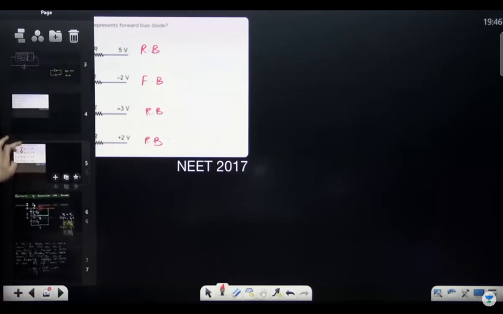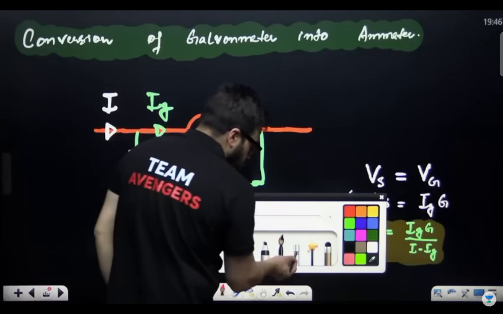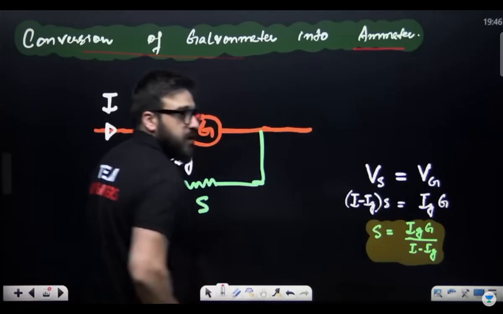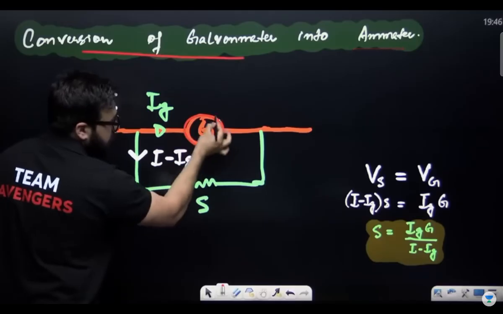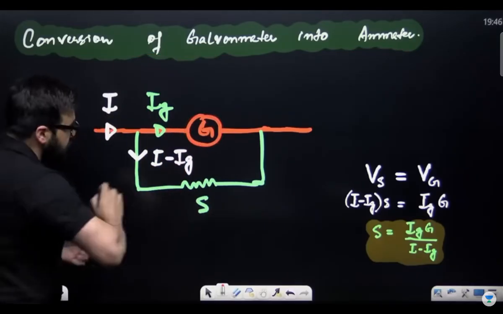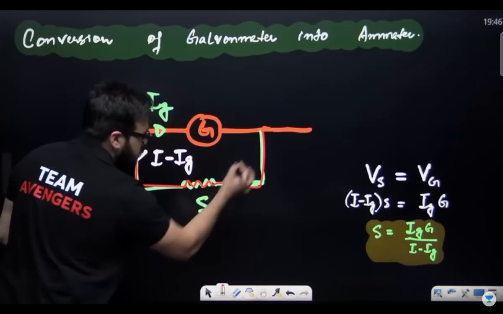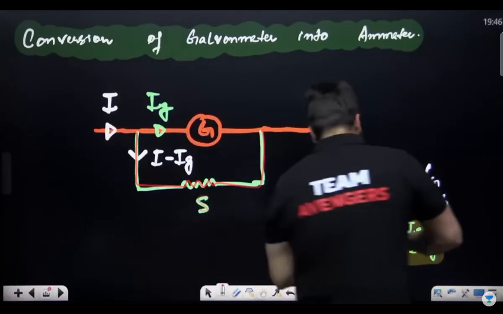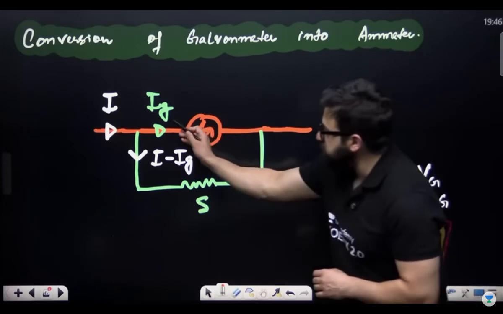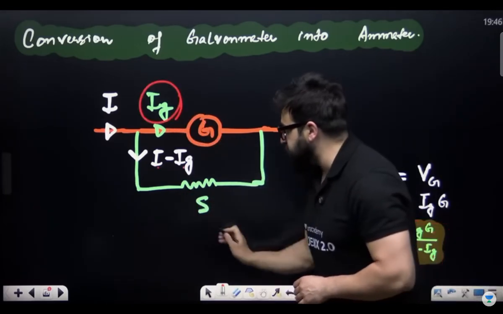Let's move on to the next one, my dear NEET aspirants. Conversion of galvanometer into an ammeter. You have got a galvanometer over here. If you want to convert this galvanometer into an ammeter, which is a device that measures the current, you connect a shunt resistance in parallel to it. And directly remember, the value of the shunt resistance is Ig into G upon I minus Ig. Ig is the current flowing in the galvanometer, I minus Ig is the current flowing in the shunt resistance.